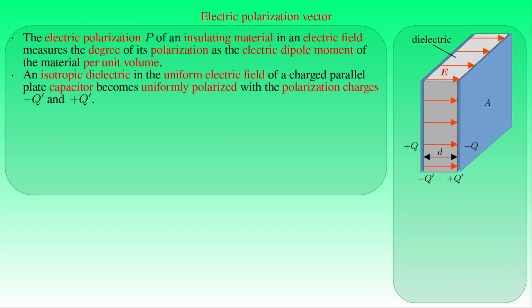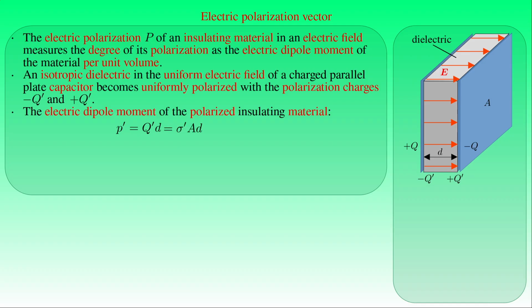If an isotropic dielectric is placed in the uniform electric field of a parallel plate capacitor, then it becomes uniformly polarized, where the polarization charges plus Q' and minus Q' induced on the surfaces of the dielectric at a distance d from each other produce a dipole moment of the dielectric. The electric dipole moment P' of the polarized insulating material completely filling the space between the plates of the capacitor is given by the product of the polarization charge Q' and the distance d of the two surfaces of the material at the plates. Here we express the polarization charge Q' by the polarization surface charge density sigma prime times the area A of the plates of the capacitor.